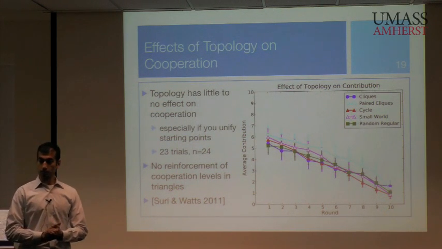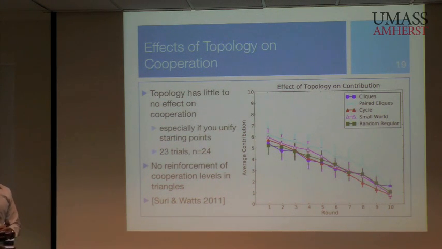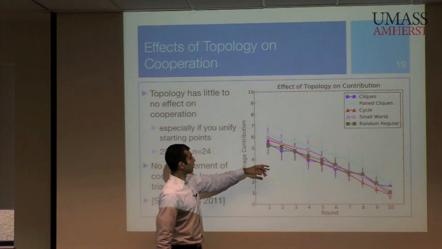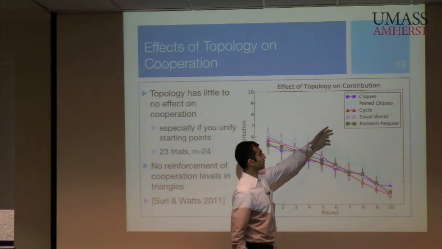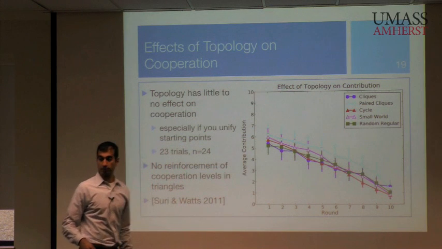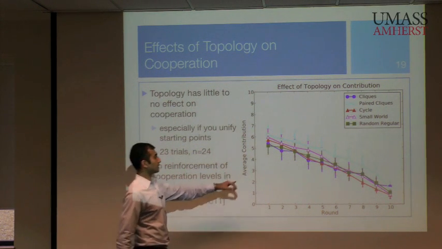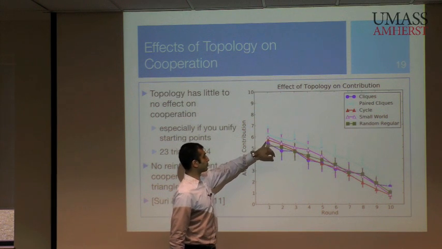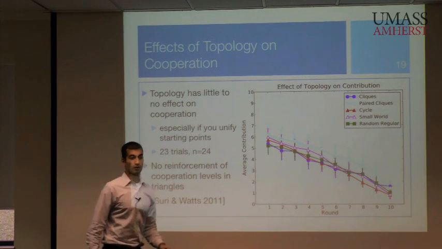Yeah? So is this 23 trials per treatment? Oh, no, sorry, good question. The 23 trials were roughly speaking four trials per treatment. So just to what he was saying, we did 4 trials with cliques, 4 trials with small world, et cetera, and you're looking at the average of those, yeah.